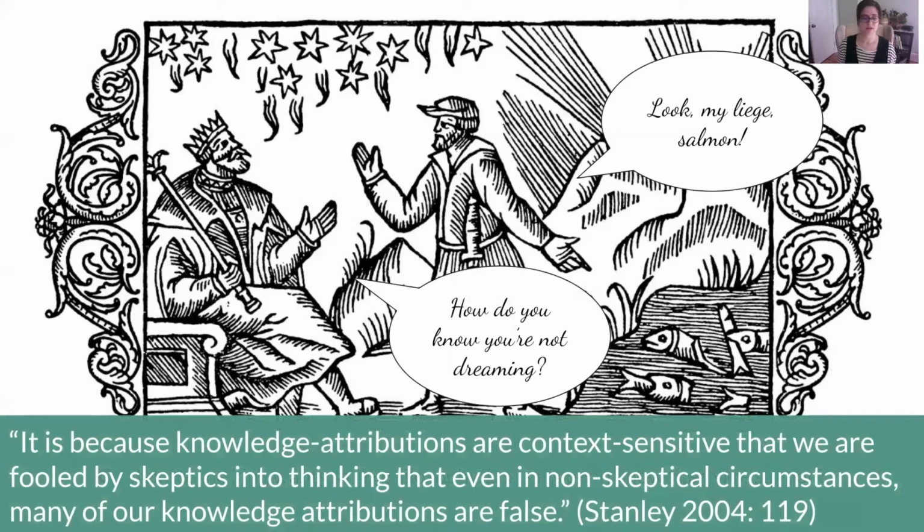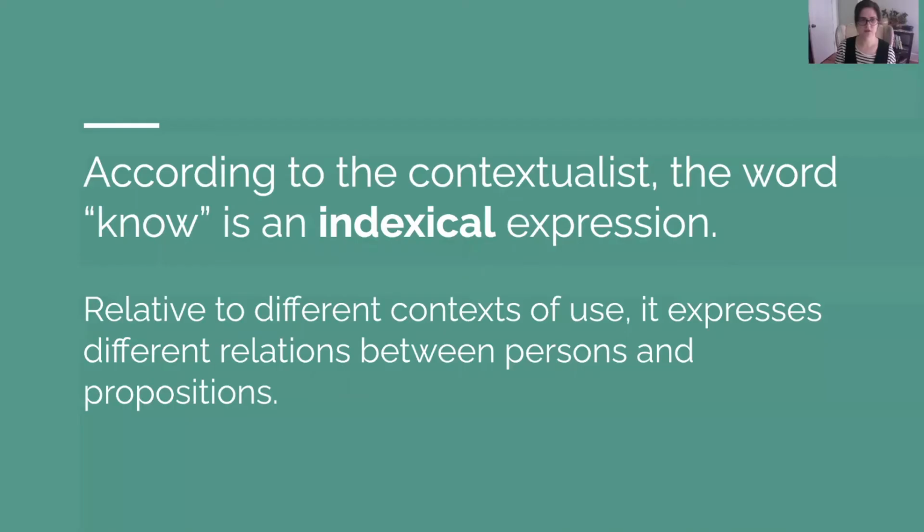So here's a quote from Stanley. It is because knowledge attributions are context sensitive that we are fooled by skeptics into thinking that even in non-skeptical circumstances, many of our knowledge attributions are false. But the contextualist thinks it's only in these cases where we're already taking salient to our standard that we might be in a skeptical scenario, that our knowledge is defeated. In the other kind of context, where it's a normal case, we're not doing philosophy, we do know. And the conversational context allows that that's a true attribution of knowledge.